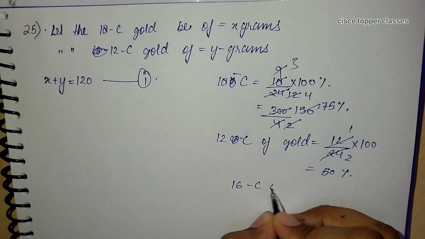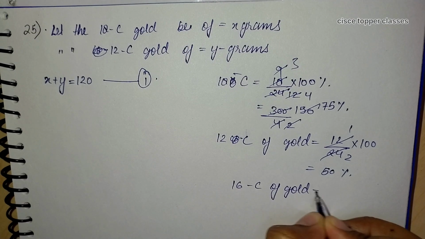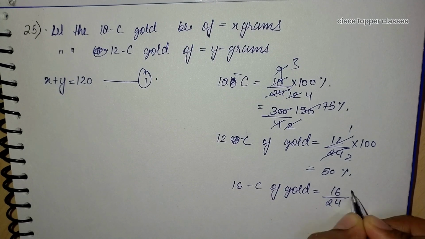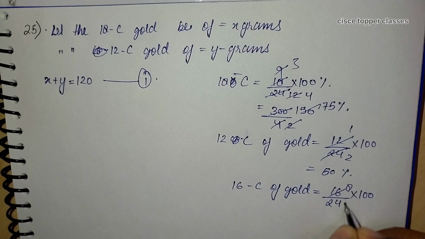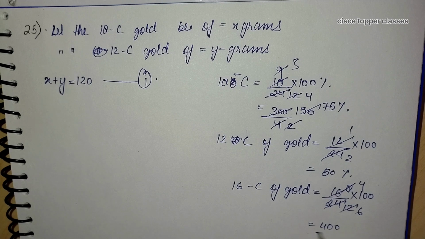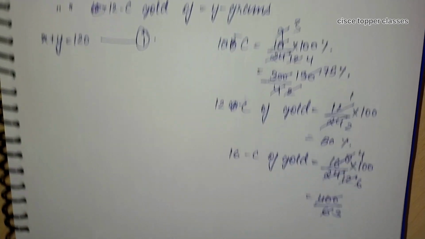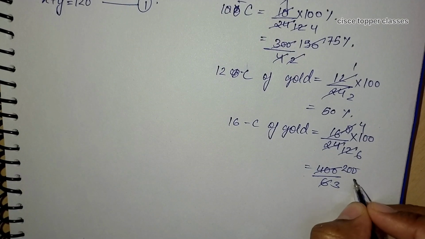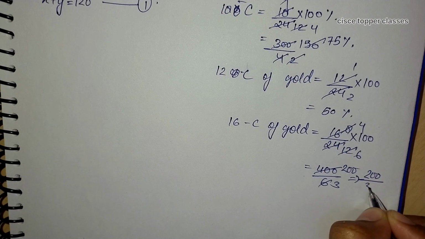So 16 karat of gold is equal to 16 divided by 24 into 100. This will be 8, and here 1, 2, 4, 6. So 400 divided by 6 is equal to 3, and here 200. So it is 200 by 3%.